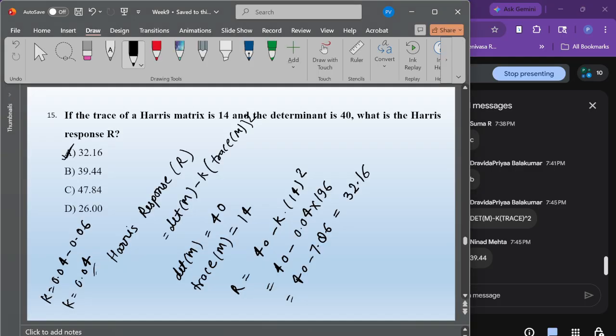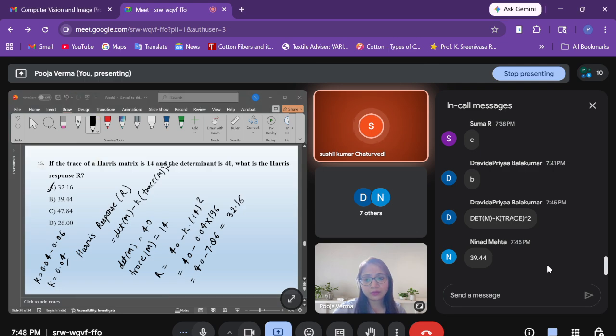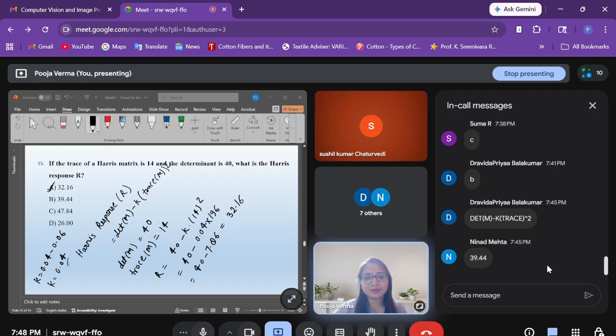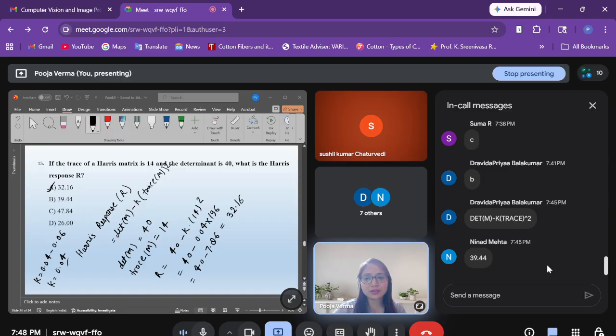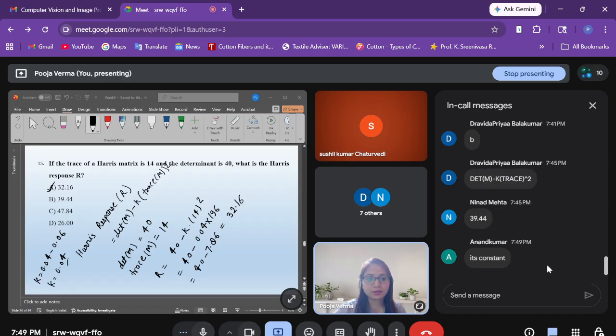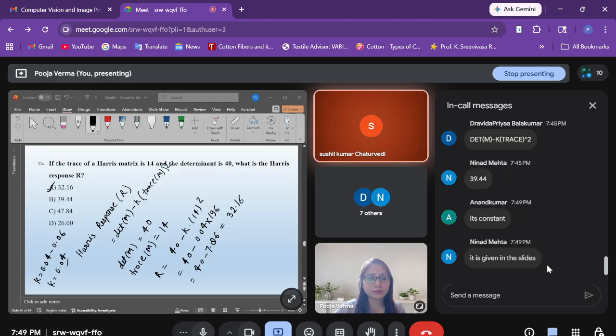I remember, but in these questions the value of K is given. In this question, it is not given. But if a question will be asked to you, in that case it will be given.